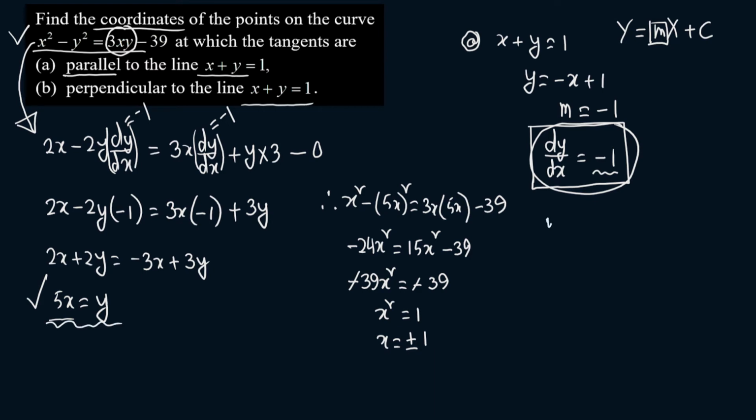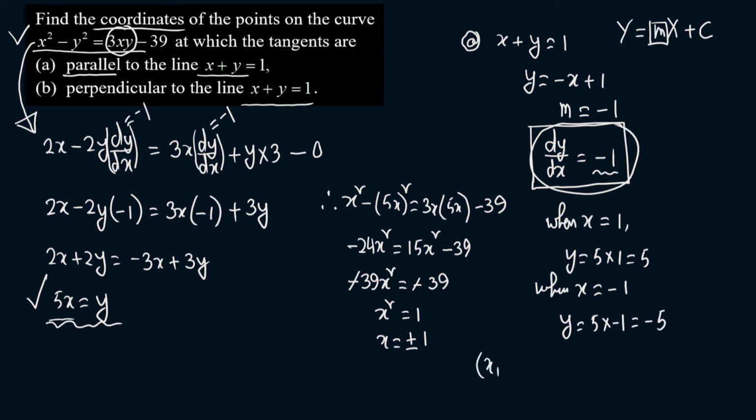So when x equals positive 1, then y equals 5 into 1, which is 5. Then when x equals negative 1, then y equals 5 into minus 1, which gives us minus 5. So our set of values of x and y as coordinates, you can write it as (1, 5), then another one, (-1, -5). So this is the answer of the first question.